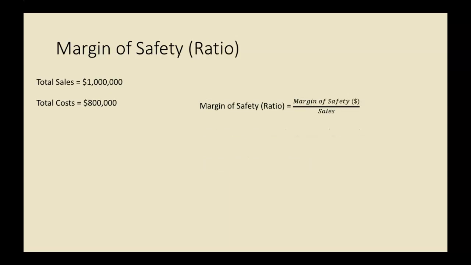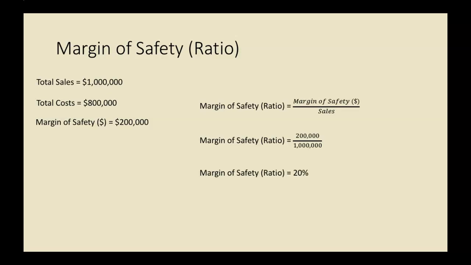Then our margin of safety ratio. We're going to solve that by taking our margin of safety in dollars that we just found and dividing it by our sales amount. So our margin of safety in dollars was $200,000. We plug that into our ratio formula. $200,000 divided by our $1 million in sales tells us that our margin of safety ratio is 20%.